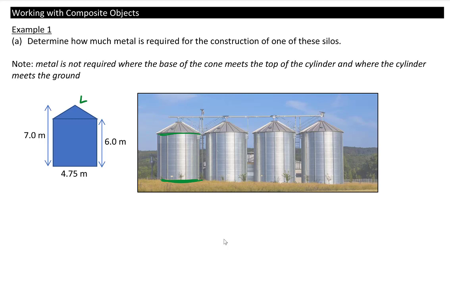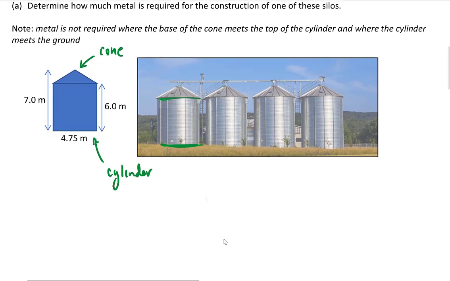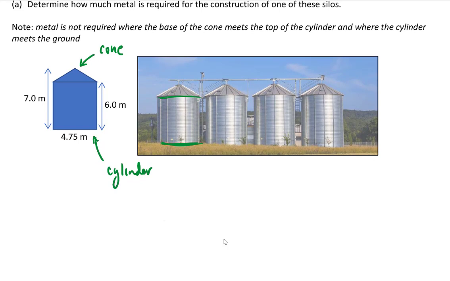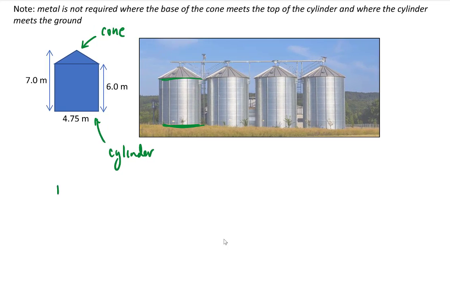So we have two shapes here we're looking at: a cone and a cylinder. And for both of these, we're trying to find the area, the amount of material required. So 1, we're going to find the surface area of the top part of the cone. And then 2, we're going to find the surface area of the cylinder. So what we need now are the formulas for the surface area of the top part of the cone, and for the sides or the outside of a cylinder.